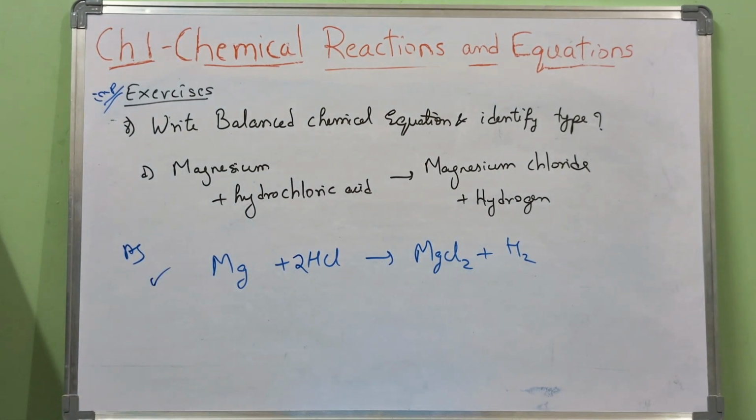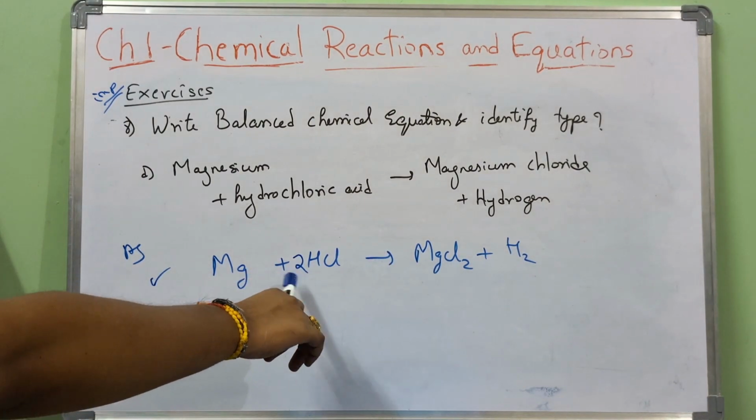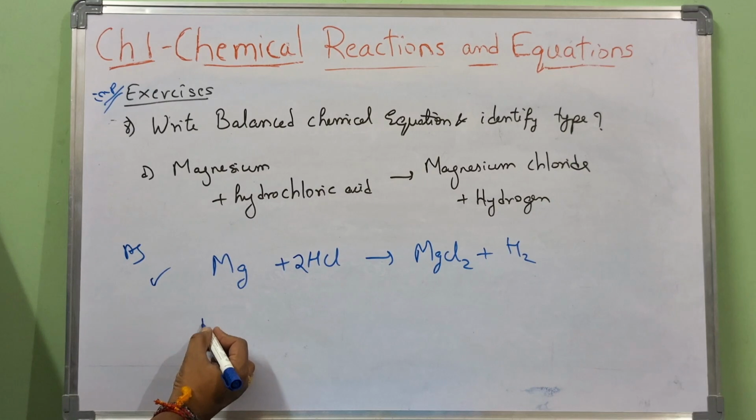That is, magnesium is reacting with HCl, that is 1 magnesium, 2H, 2H, 2Cl, 2Cl. So it is balanced. So what is the type of this chemical equation? It is displacement.